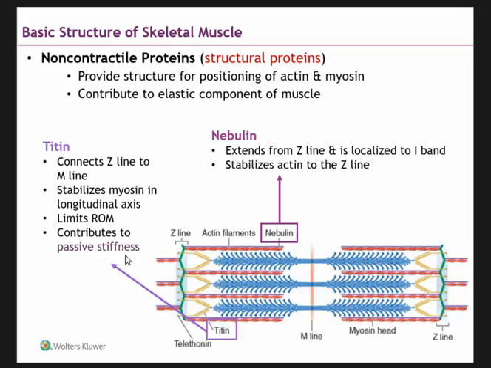So remember, these two proteins are not involved in the contraction process, but they hold those contractile proteins in place so they can form optimal actomyosin cross bridges and do their job.